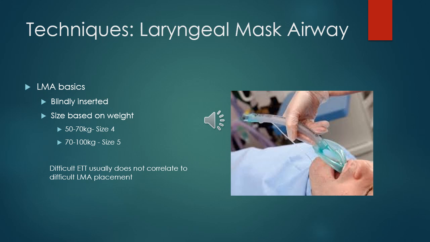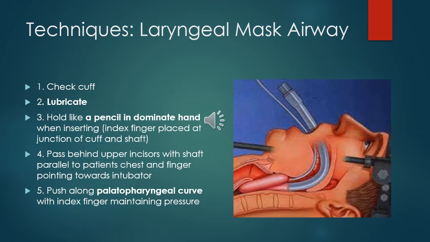So this is a great option if you're running into the portion of the ASA difficult airway algorithm where you can't intubate, can't ventilate. This can save a life if done properly and quickly. For placement, again, make sure that the cuff and the pilot balloon are competent. Lubricate what will be the posterior side, or the side that does not have the opening, and then push down along the back of the palatopharyngeal curve until it basically settles in the correct position.